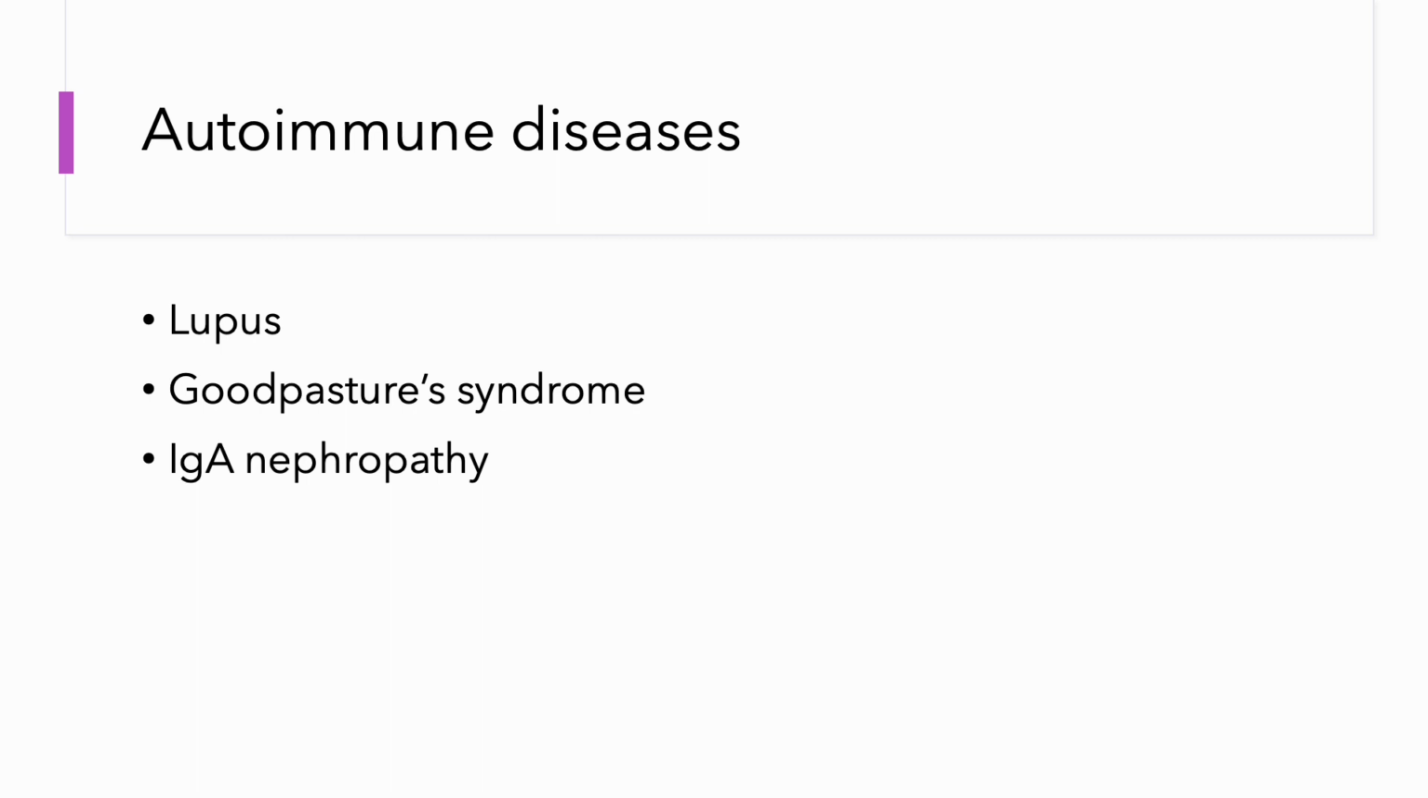Another autoimmune disease would be IgA nephropathy. This occurs when deposits of antibodies accumulate in the glomeruli. The inflammation and damage may go undetected for a long time, but your most common symptom with this is blood in your urine.